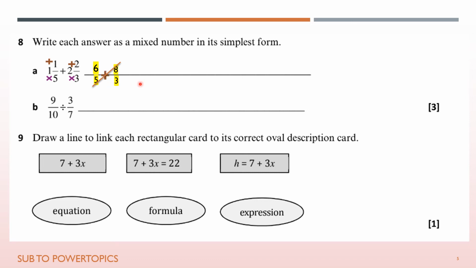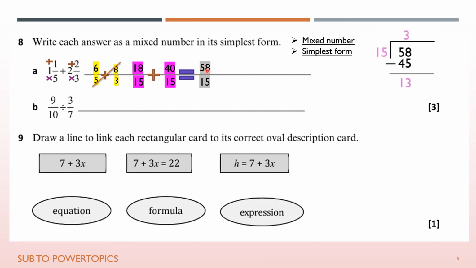We have to add them, however the denominators are not the same, so we have to make the denominators the same first. And now we get 58/15. But we have to change this into a mixed number in its simplest form. So how do we do that? Remember that the numerator will always be inside this. So 15 multiplied by 3 is 45. Subtract it and you get 13.